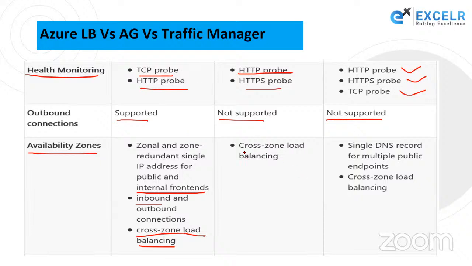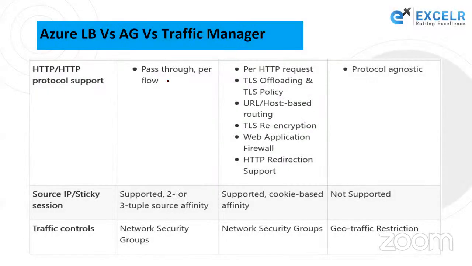Then cross zone load balancing is also supported with your application gateway. And for traffic manager, a single DNS record for multiple IPs can be done, and cross zone load balancing is also supported. Then protocol support, there's something called pass through. If you want to understand it, just Google pass through. Then with your application gateway, you will have various other features like TLS offloading, URL based routing, TLS encryption, WAF, and also HTTP redirection is supported.